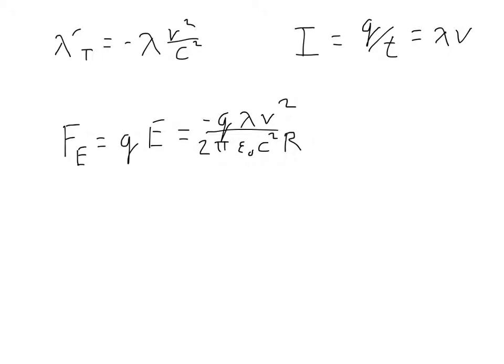So far so good, and I can substitute in our definition for current as I have up here. If I do that, I'm going to get negative QVI divided by 2 pi epsilon naught c squared r. That should look familiar. This is the exact same form we had for the strength of the force from the magnetic field. Same in magnitude.